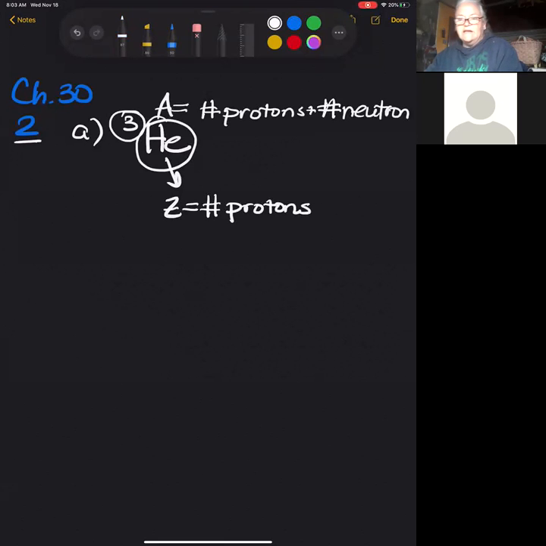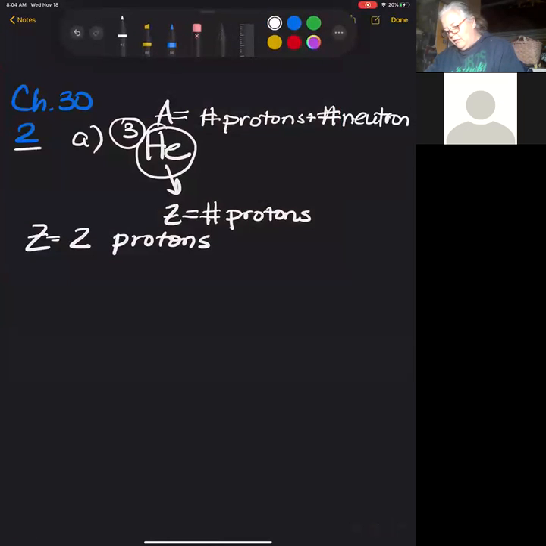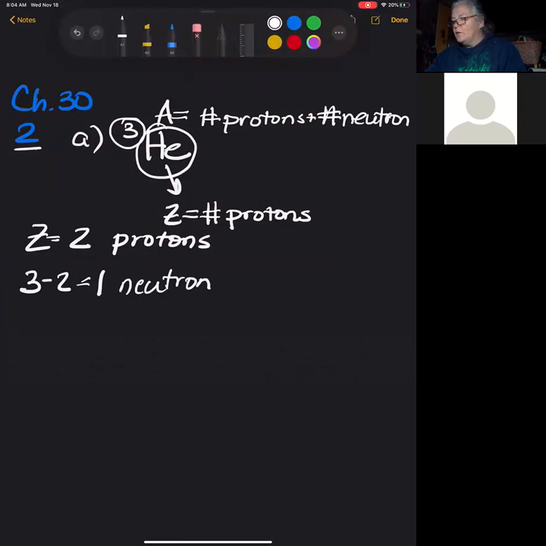So what that means is I just need to look up the atomic number of helium. And I happen to know that for helium, the atomic number is 2. So there's 2 protons, okay? And then if the atomic mass number is the number of protons plus the number of neutrons, then all I need to do is take 3 minus 2 to get 1 neutron. Okay, so that's pretty straightforward.